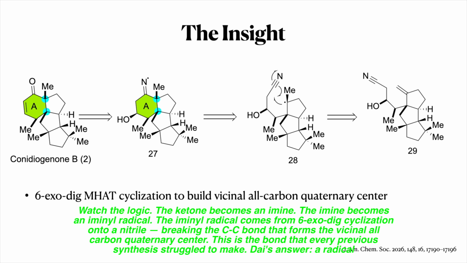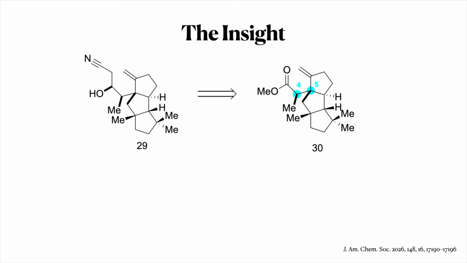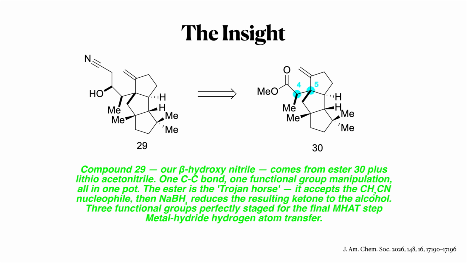Watch the logic. The ketone becomes an imine. The imine becomes an imino radical. The imino radical comes from 6-exo-dig cyclization onto a nitrile, breaking the C-C bond that forms the vicinal all-carbon quaternary center. This is the bond that every previous synthesis struggled to make. Dai's answer, a radical.